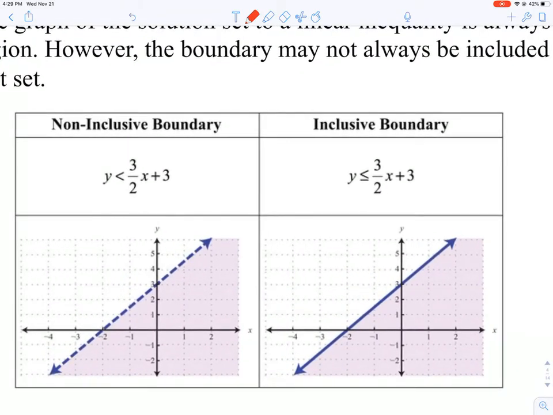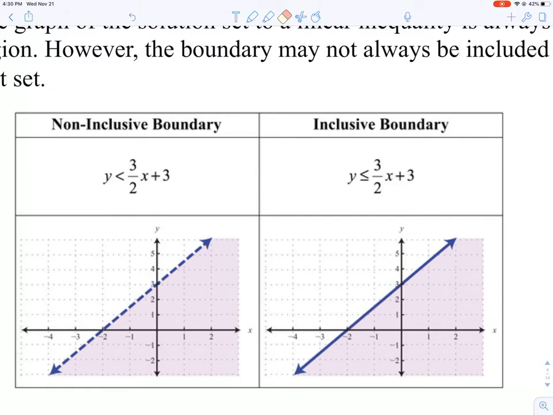So we have two inequalities that look very similar here. The difference is this first inequality reads as y is strictly less than 3/2 x plus 3. And this other one reads y is less than or equal to 3/2 x plus 3. For the first one, it means that the boundary line is not included. So points that lie on the boundary line are not actually part of the solution set.